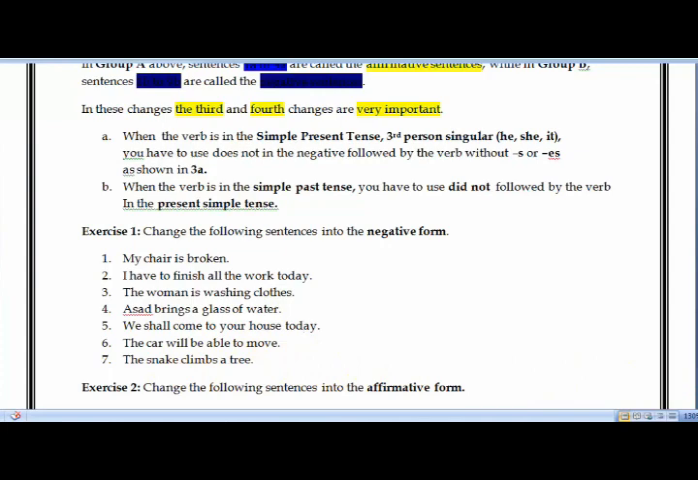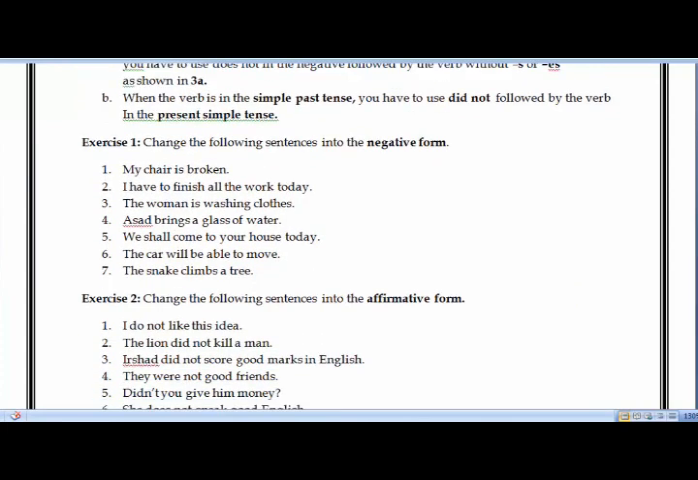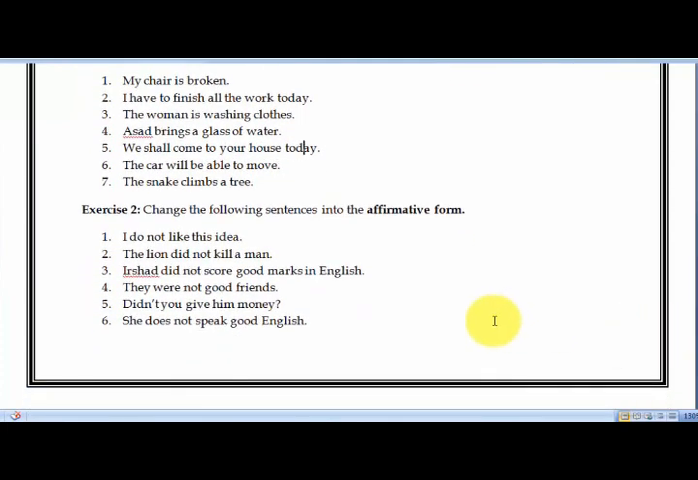In the other exercise, we have exercise 2. Change the following sentences into affirmative form. You trace it back to the original sentence. I do not like this idea. The lion does not kill a man. Irshad did not score good marks in English. They were not good friends. Didn't you give him money? She does not speak good English.